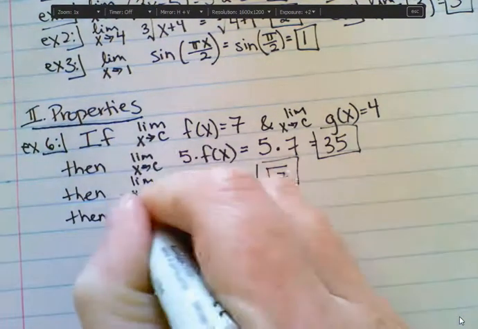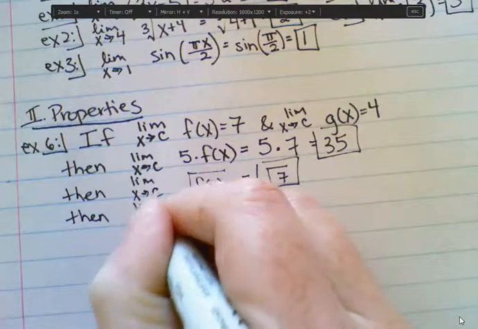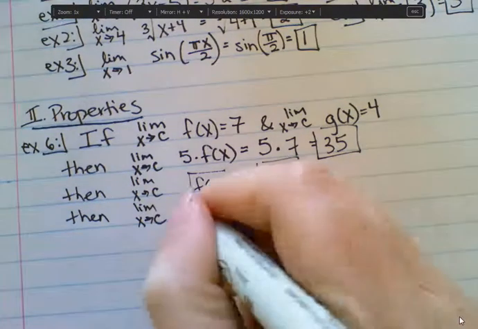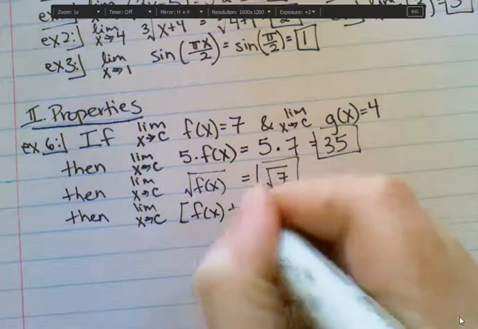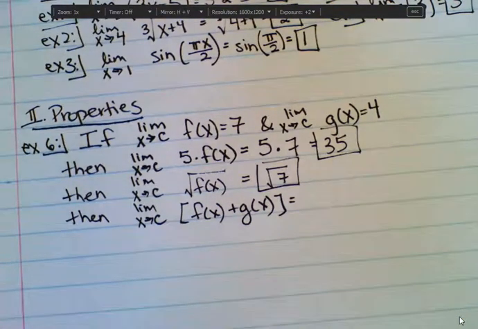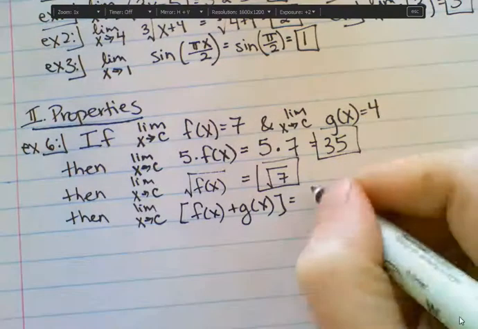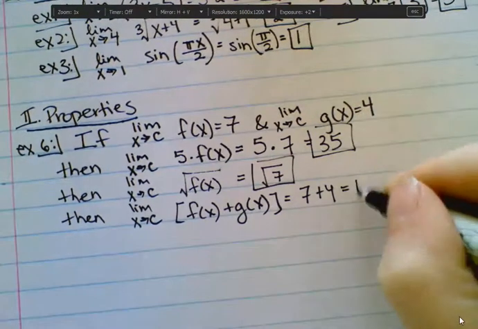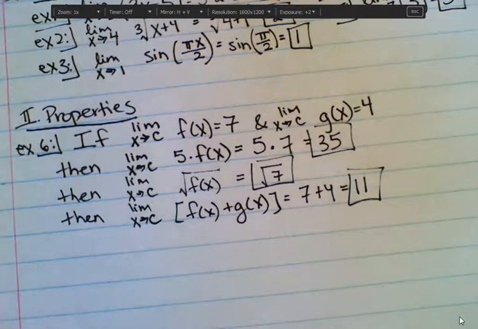All right. Then the limit as x approaches c of f of x plus g of x. What is that going to end up equaling? Yeah, 4 plus 7, or 7 plus 4, technically. What does that end up giving us? 11. All right. So you guys see how if they give you what the limits are at some point c, you can do all sorts of operations with them. Okay, you're going to have some problems like that in the homework tonight.